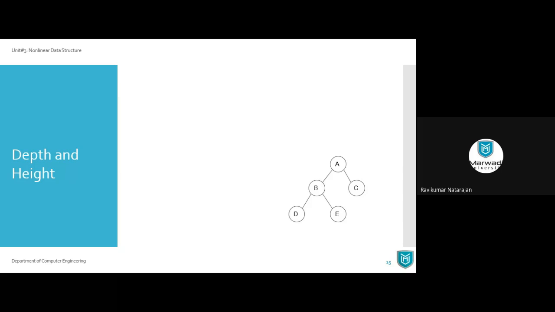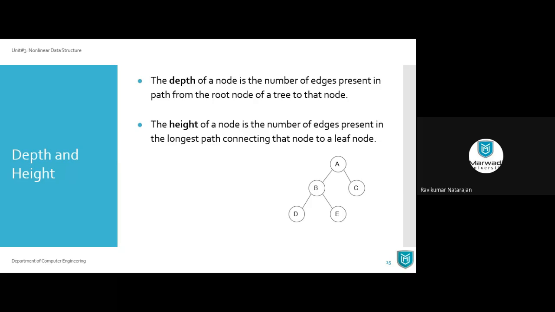So here we need to calculate the height and depth of this particular tree. First let's look into the definition. If you want to calculate the depth, then you need to find the edges present in the path from the root to the node you want to calculate. Which means, what do you understand from that? Number of edges. Which are the edges here? These lines between A and B. We need to find the number of edges present in the path from the root node of the tree to that node.